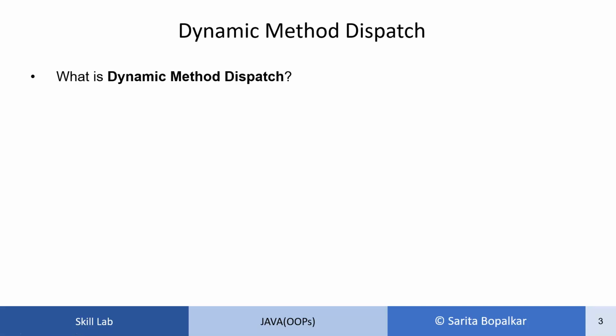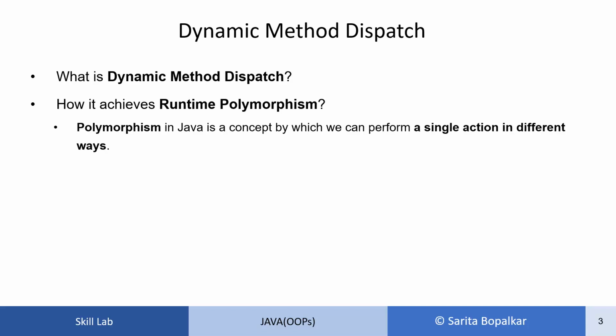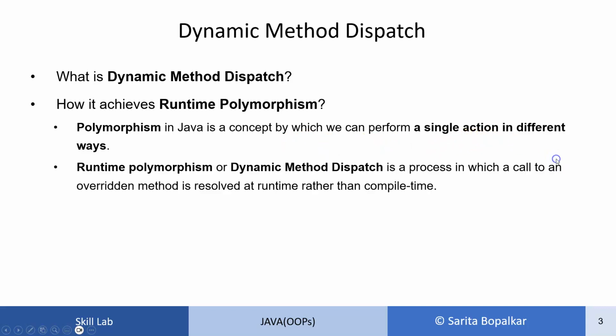Now, what is dynamic method dispatch and how does it achieve runtime polymorphism? Before that, let's briefly understand what polymorphism is. Polymorphism in Java is a concept by which we can perform a single action in different ways. So, runtime polymorphism or dynamic method dispatch is a process in which a call to an overridden method is resolved at runtime rather than compile time.